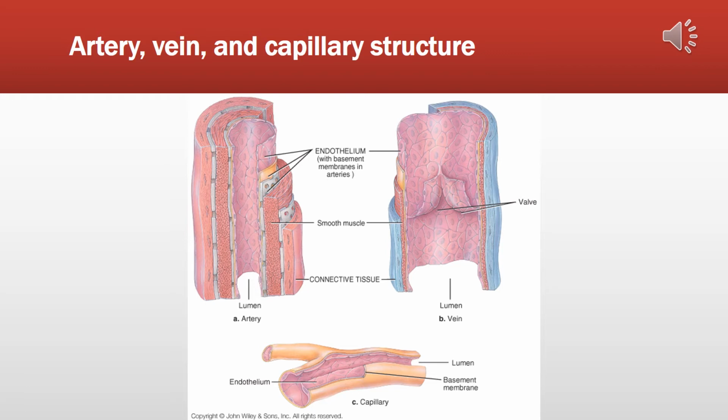And over at your right, you can clearly see the valve in this vein, and usually valves are only in the larger veins. And then finally we have the capillary, which is basically just 2 cells thick because we have a layer of endothelium and a layer of basement membrane cells.